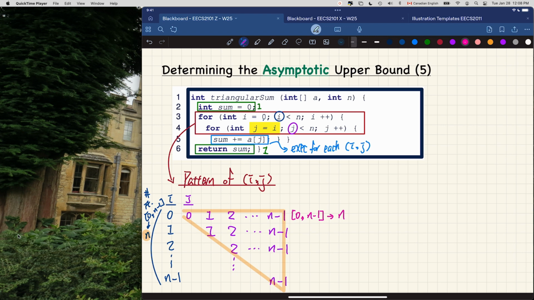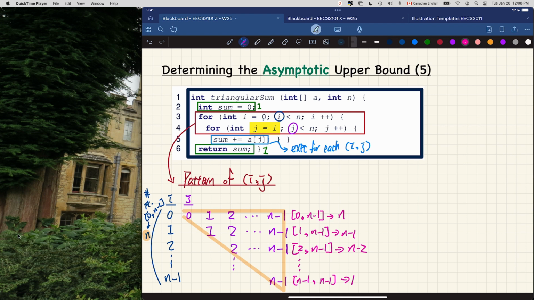For the second row, it's going to be from 1 all the way to n minus 1. That's going to give me n minus 1. And the third one is going to be from 2 to n minus 1, which is going to give me n minus 2. Right? It's decreasing, basically, about how many times the block over here is going to be executed. All right? And then all the way to, what about the last one? It's basically going to be from n minus 1 to n minus 1, just 1. Right?